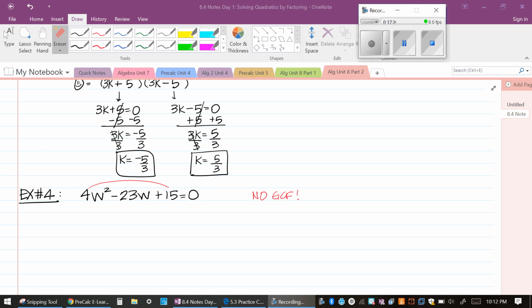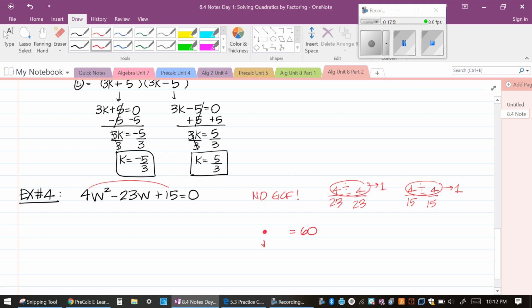Okay, I checked and there was no GCF besides one for 4 and 23 and 4 and 15. So 4 over 23 didn't reduce, so the GCF was just 1. 4 over 15 didn't reduce either, so that GCF was just 1. Okay, now I'm going to multiply 4 times 15 and find two numbers that multiply to give me that answer. So 4 times 15 is 60, and I need any factors of 60 that add to negative 23.